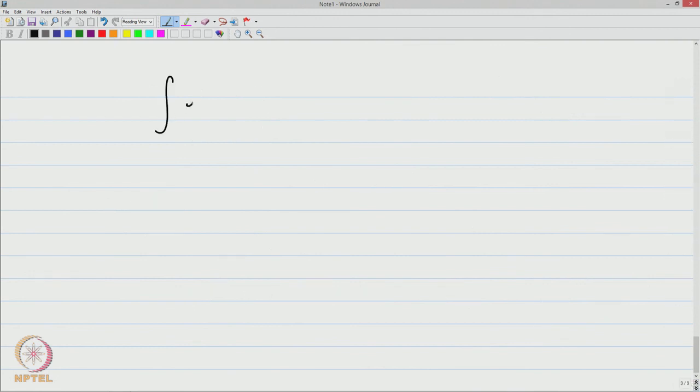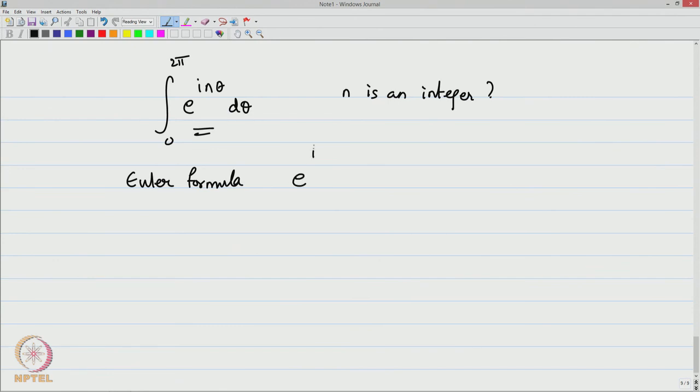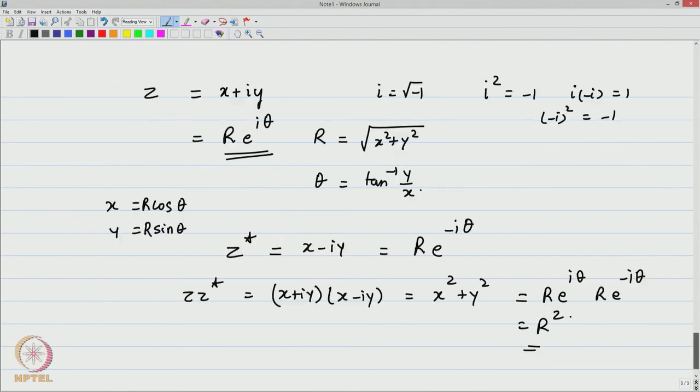What about the integral of exponential i n theta d theta from 0 to 2 pi, where n is an integer? You must remember the Euler formula, namely exponential i theta is cos theta plus i sin theta. You have already used that in this part. So, when the r is there, it is r times cos theta plus i sin theta.